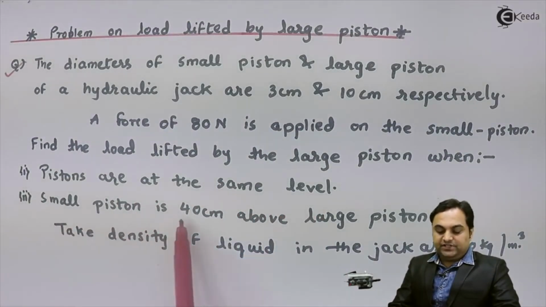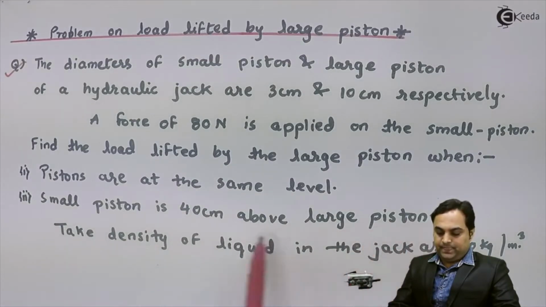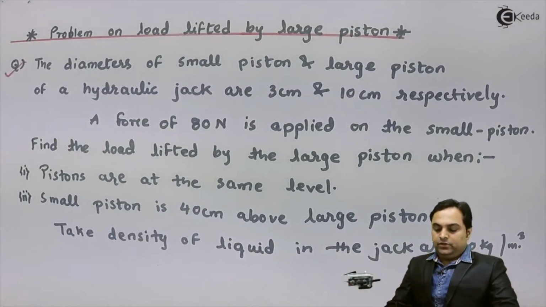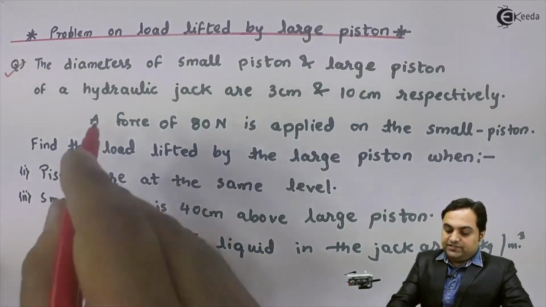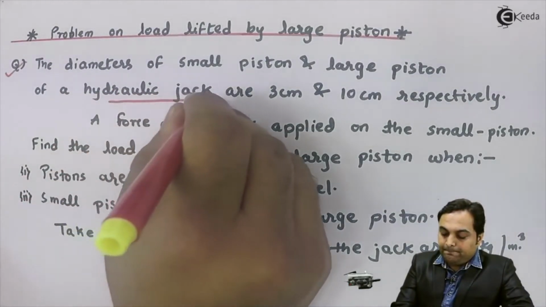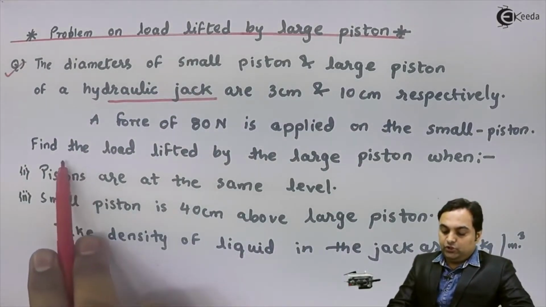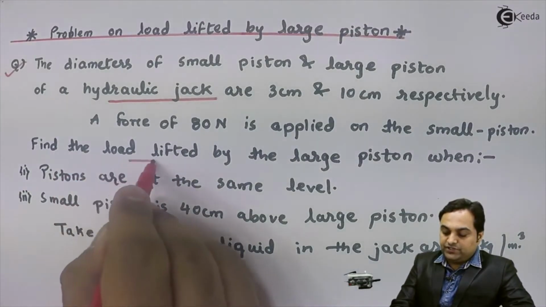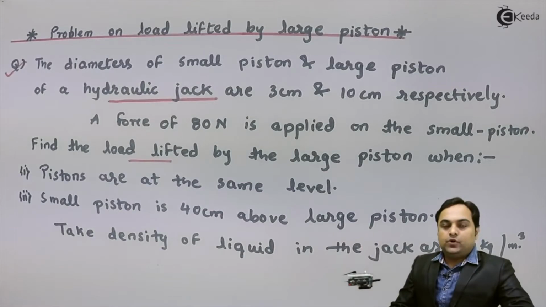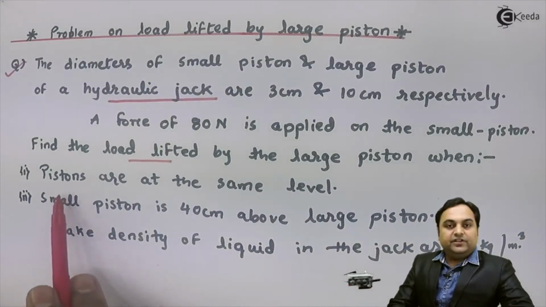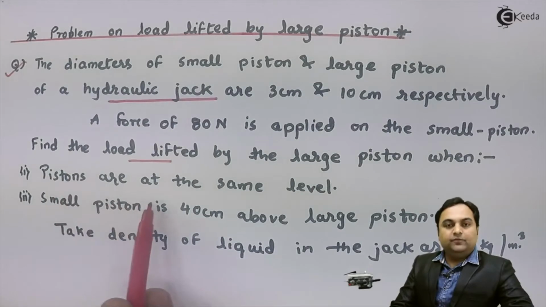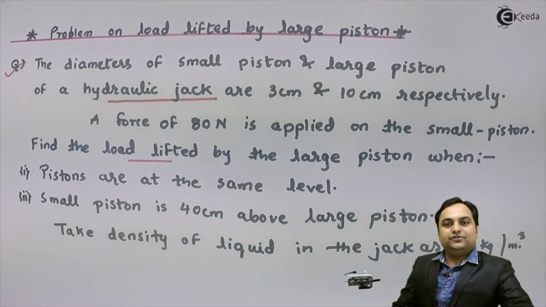Second, small piston is 40 centimeter above the large piston. Take density of liquid in the jack as 1000 kg per meter cube. So now this problem is in front of us where the machine is a hydraulic jack whose dimensions are given to us, and we have to calculate how much load will be lifted by the large piston. Two conditions are given in the problem, so this problem would be solved by taking one condition at a time. Let us try to find the solution for this problem.